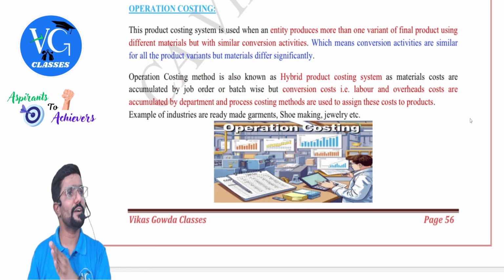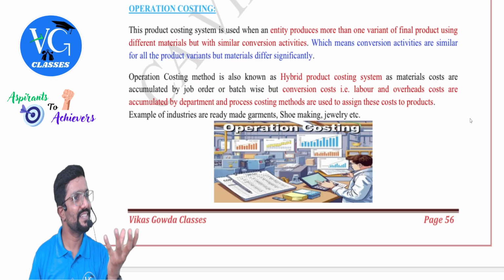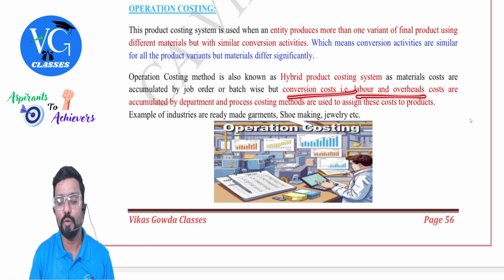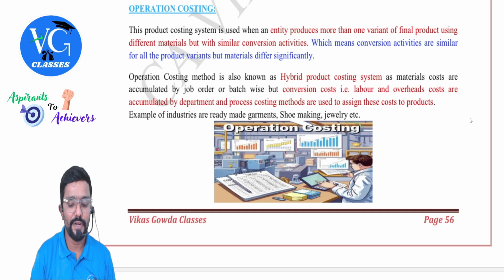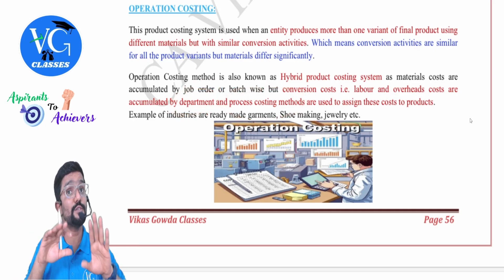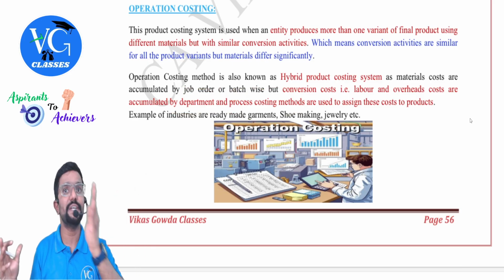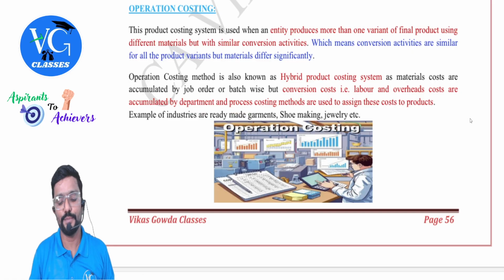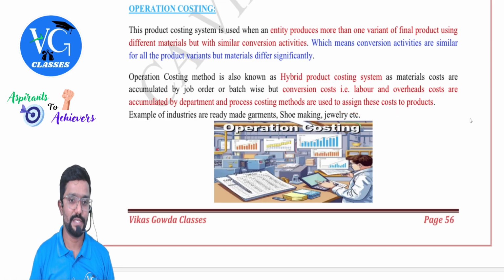Say, same kind of shoe, I can manufacture 100. So in that case, can I follow batch costing? Yes. But conversion cost, that is labor and overhead costs, are accumulated department wise or process wise. So in the manufacturing process also, I might have different processes, process 1, 2, 3 like that. So for conversion, I can either follow department or process costing method. Better is process costing method to assign this cost to the products.